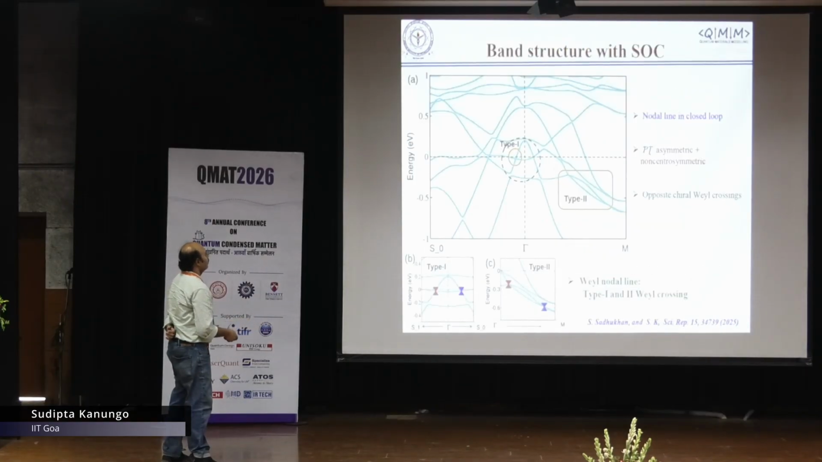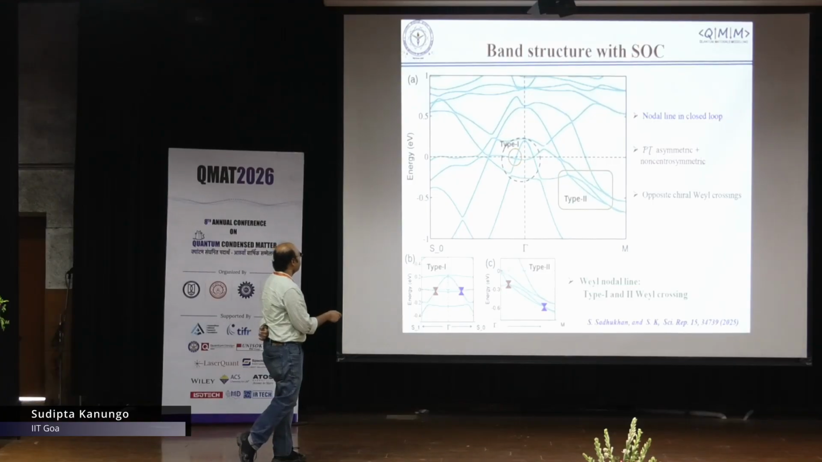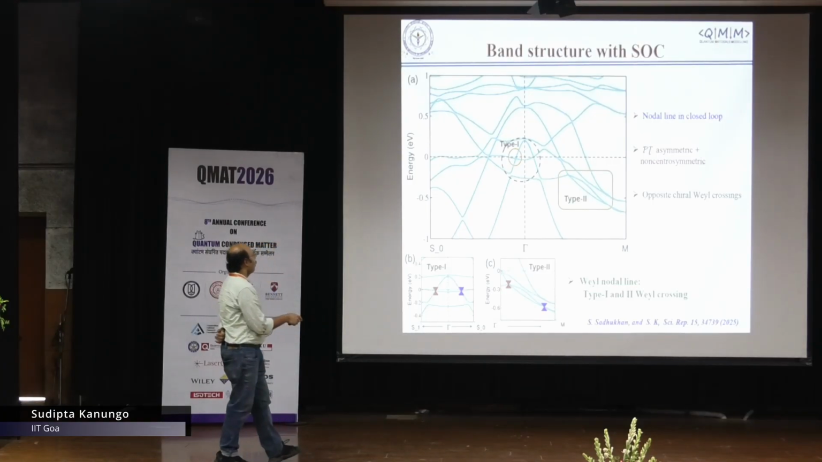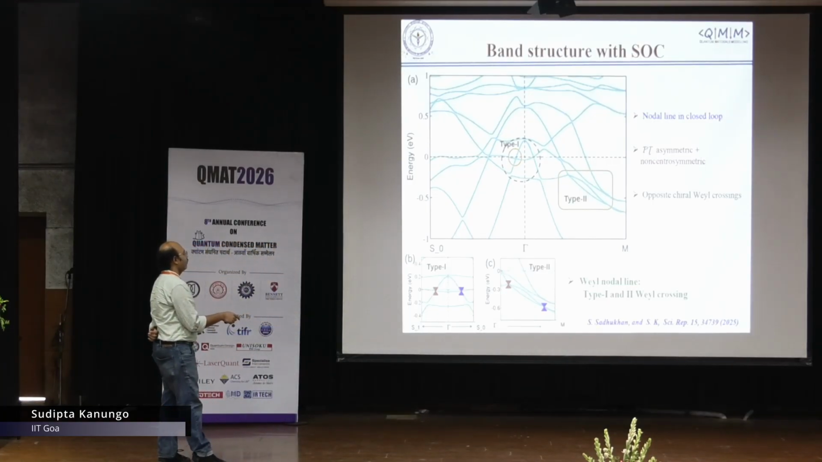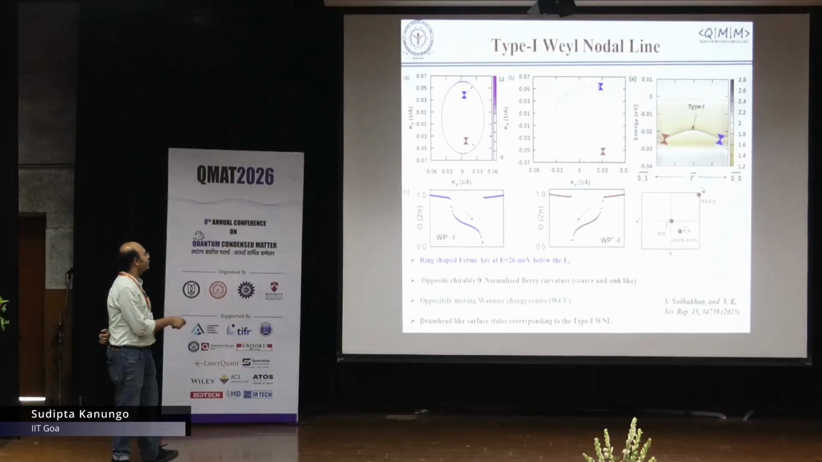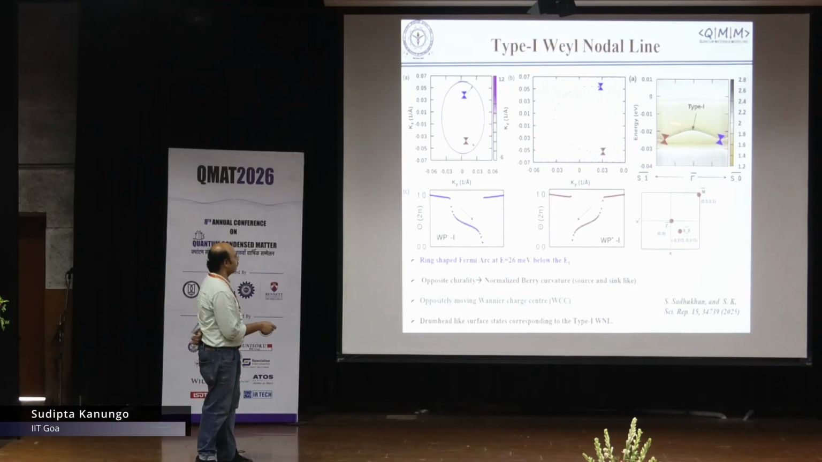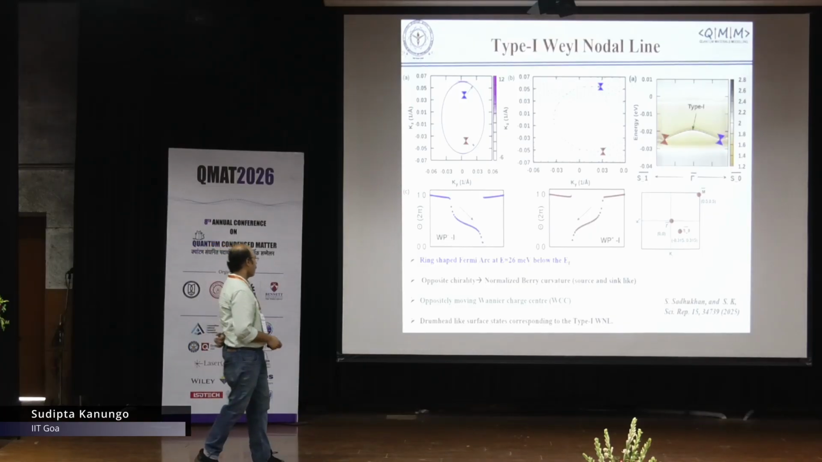Okay, so it is a spin orbit coupled band where you can get a kind of loop shape very close to the Fermi energy. And now if we calculate the nodal line, it is a kind of ring shaped, and it is connected by the two Weyl points, and all these signatures are there with drumhead kind of surface states.